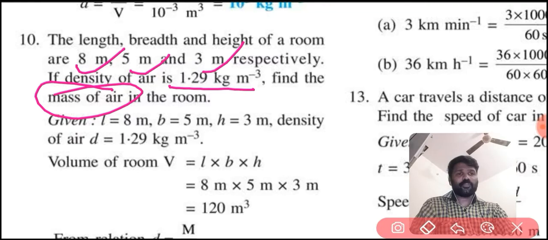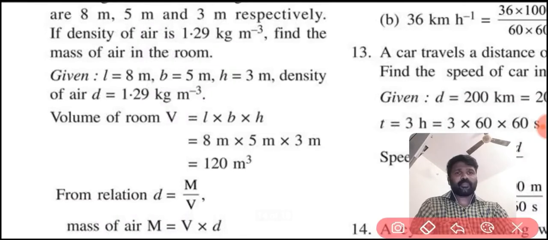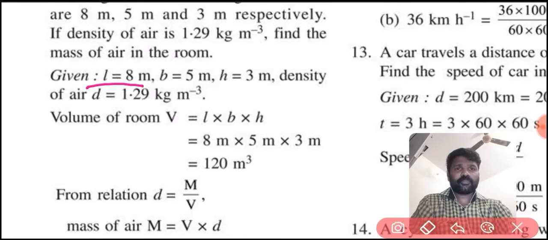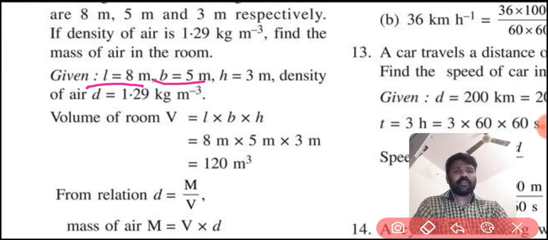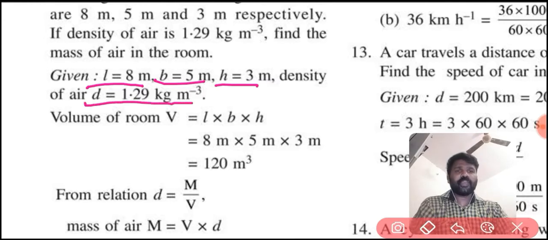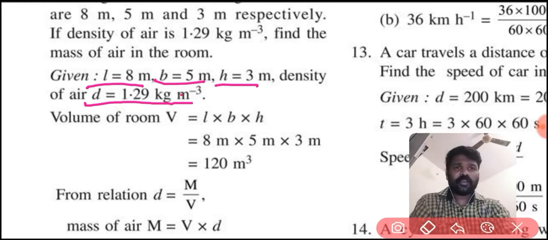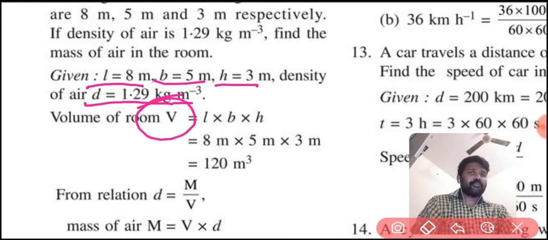Okay, this is our question. So here it is given that length is equal to 8 meter, breadth is equal to 5 meter, height is equal to 3 meter. Density of air, D, is equal to 1.29 kilogram per meter cube. We don't have the volume here, but here it is given length, breadth and height.